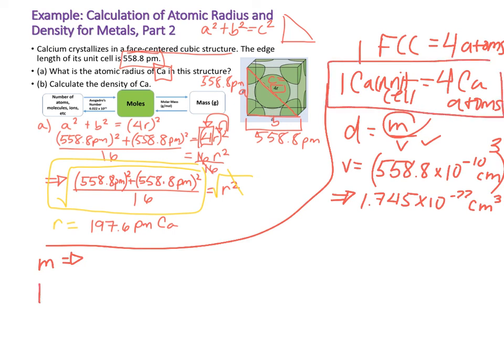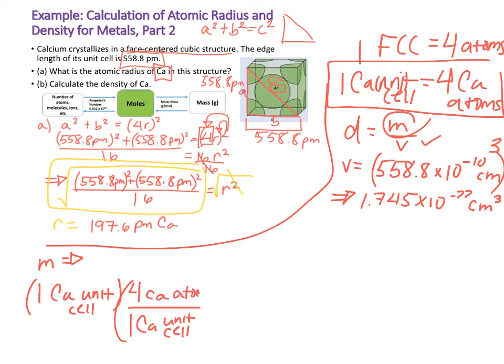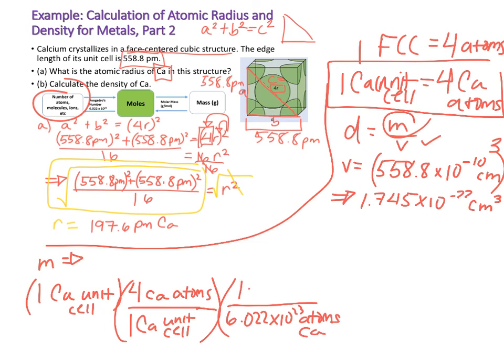So we're starting off with one calcium unit cell. We're going to use that conversion factor we just talked about. 1 calcium unit cell means you have 4 calcium atoms. From there, we will use the mole map. So we're starting off with atoms. We're going to use Avogadro's number to get to moles. So 6.022 times 10 to the 23rd atoms of calcium is 1 mole of calcium.